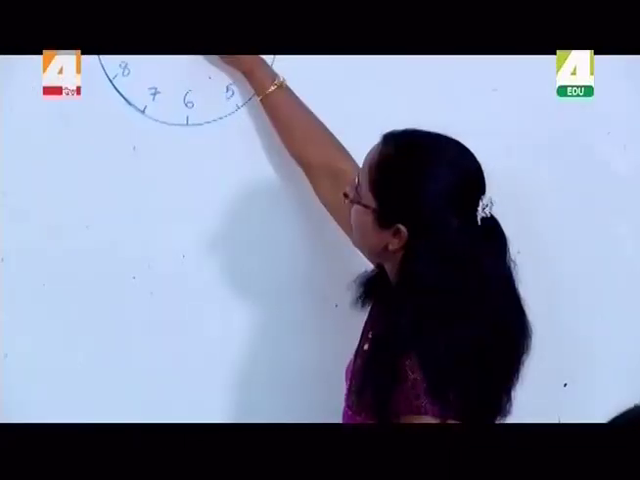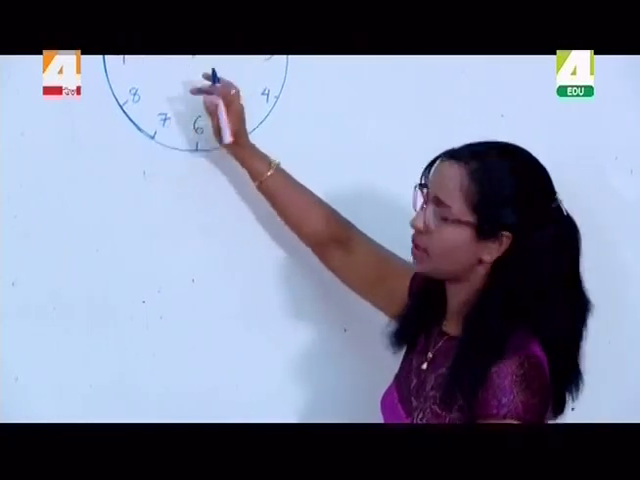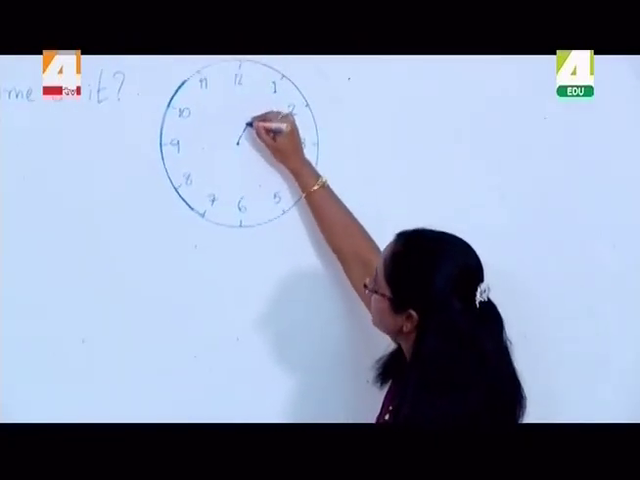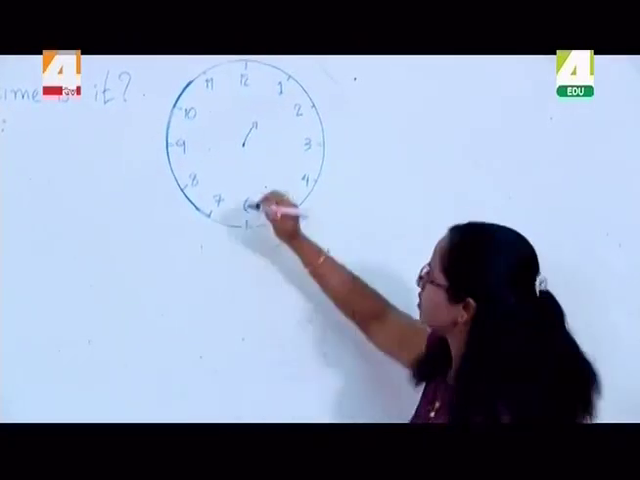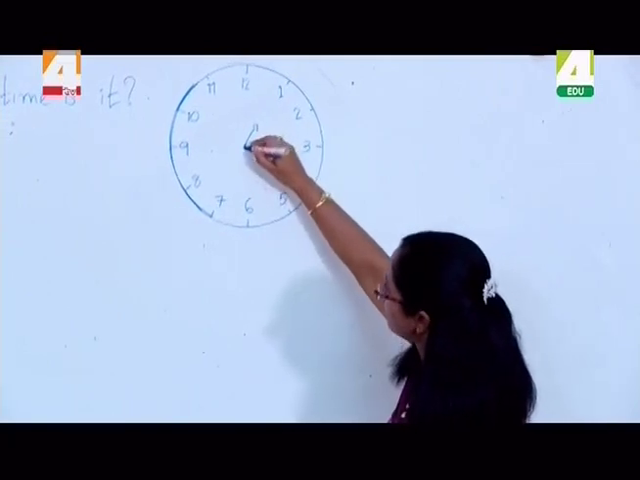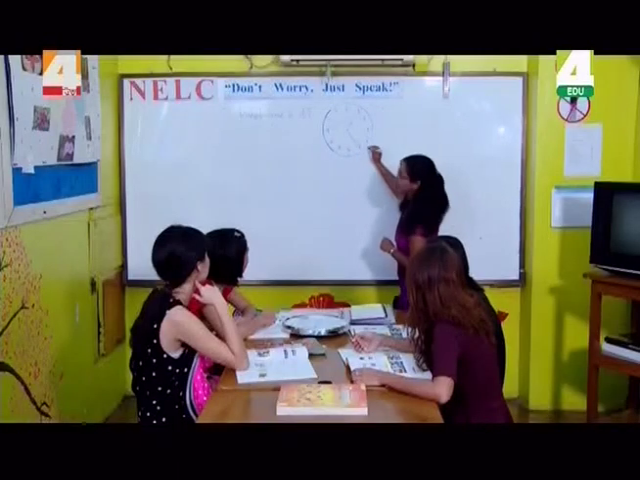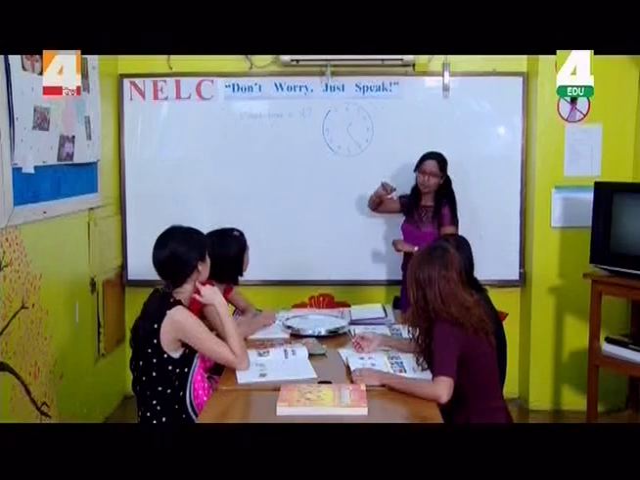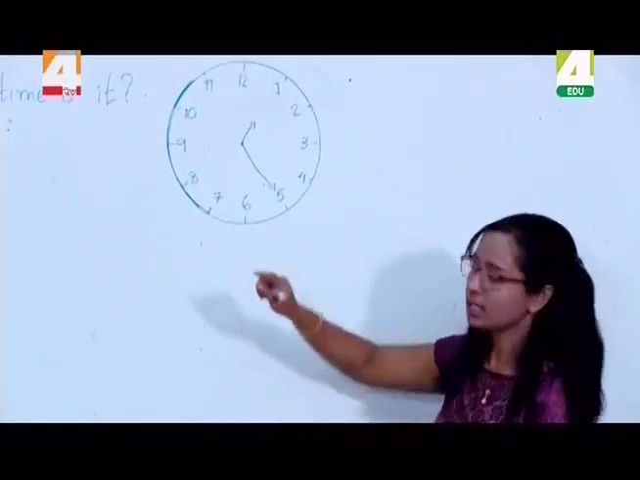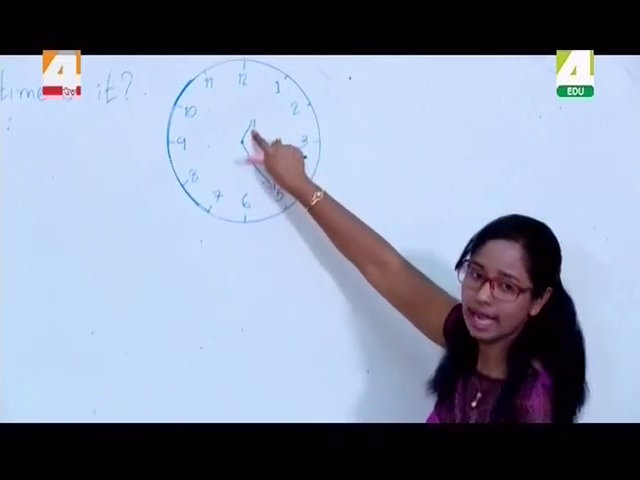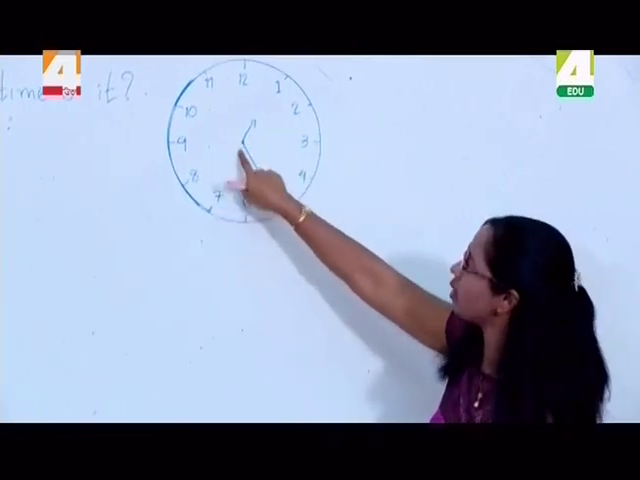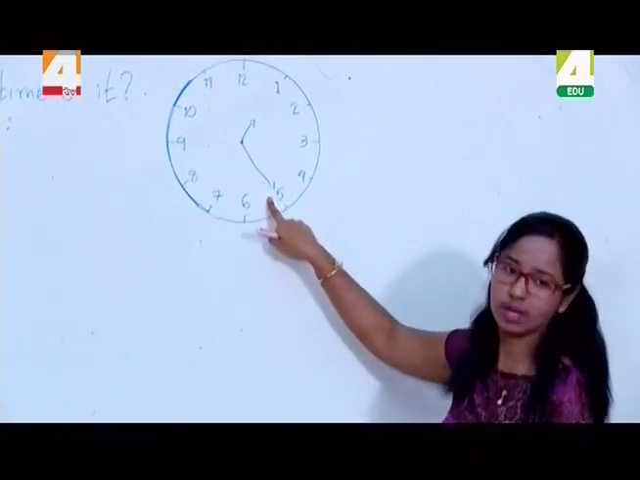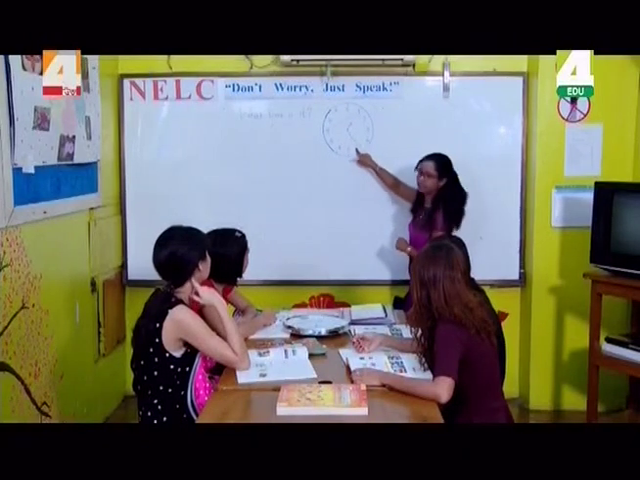So when you watch the clock, right? You can see two sticks. Okay, so this is the short one, for example, and this is the long one. The short one refers to hours. The long stick refers to minutes, right?